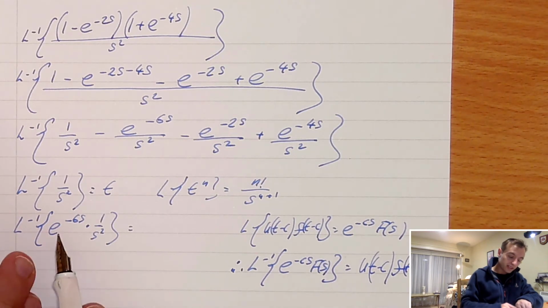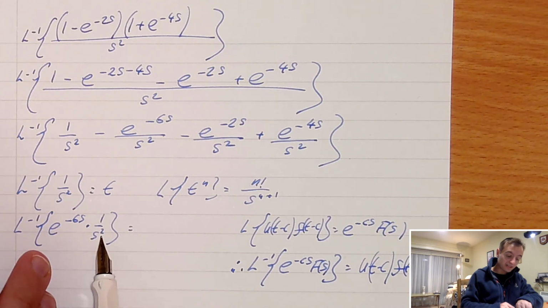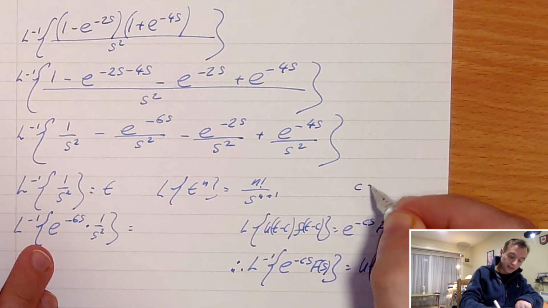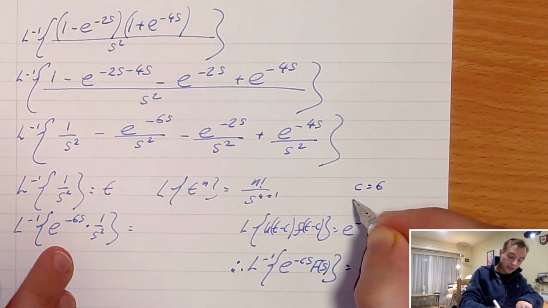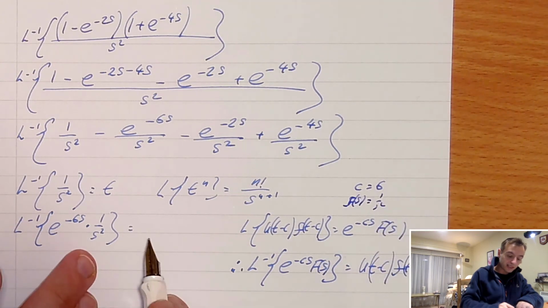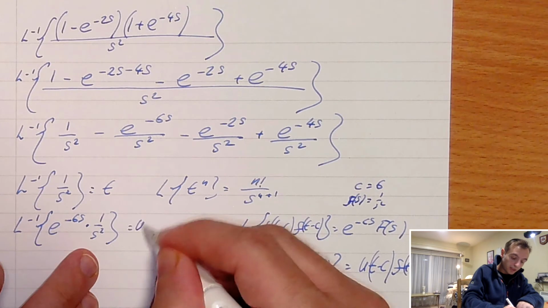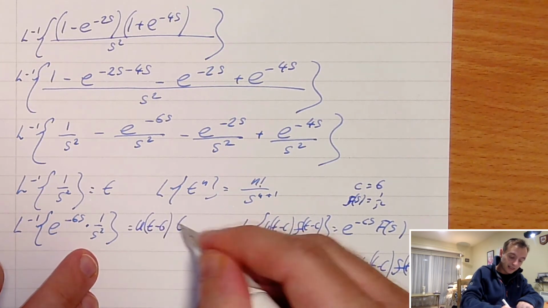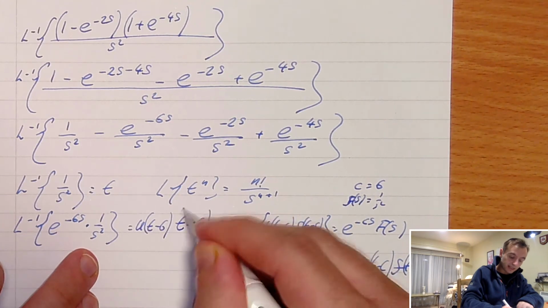So now that we've got this in the form of e to the minus cs F(s), we can say that c, in this case, equals 6, and we can say that F(s) is 1 on s squared. Well, we know what 1 on s squared is. That's just going to be t, because we worked it out over here. So we can say that this is going to be equal to u(t minus 6). That's going to be the shift, and the function is t, and because there's a shift, it's going to be t minus 6.